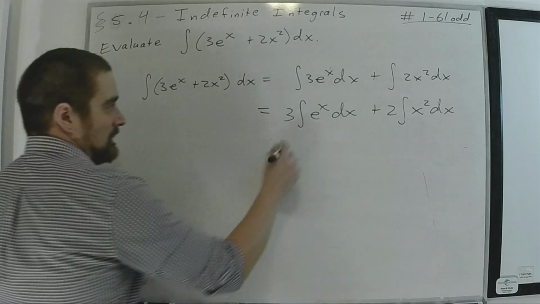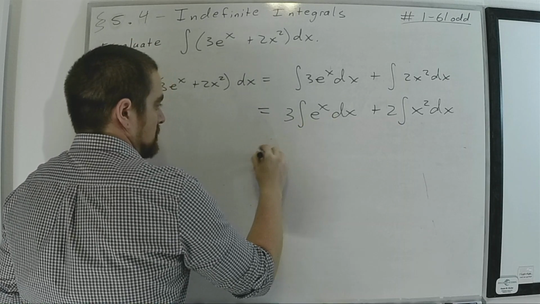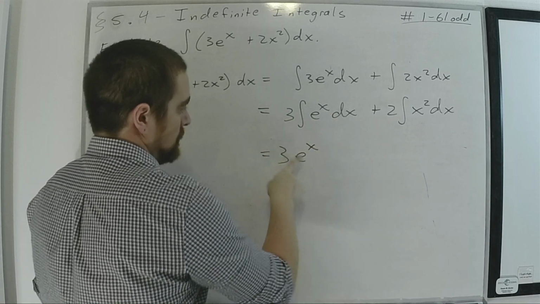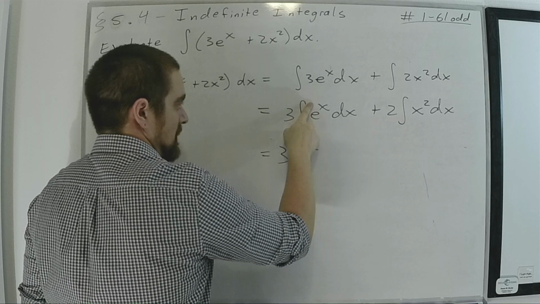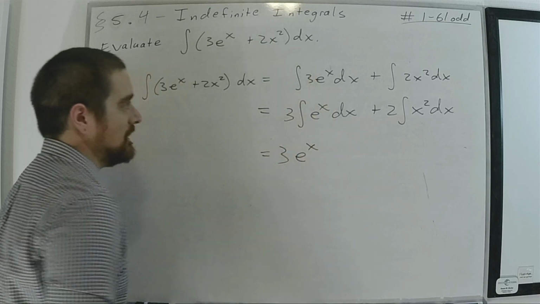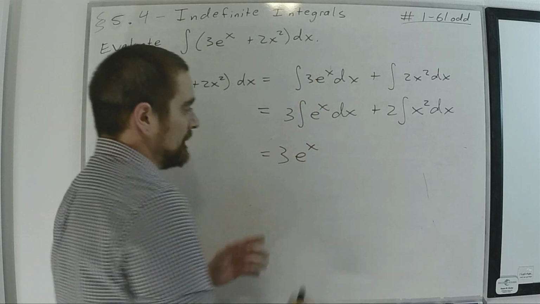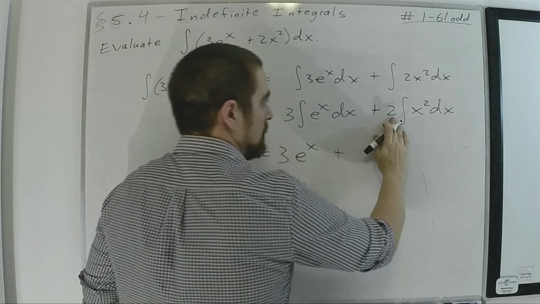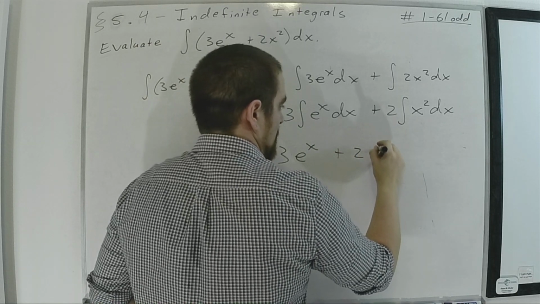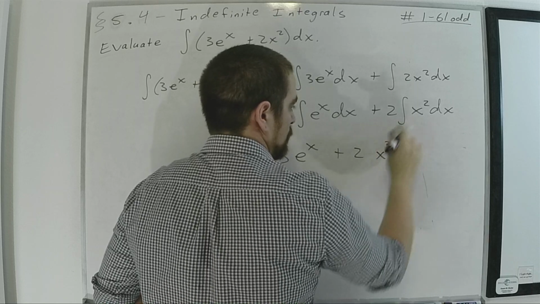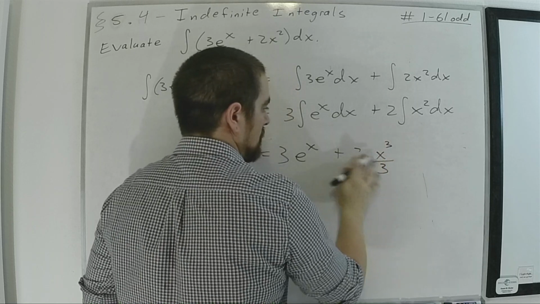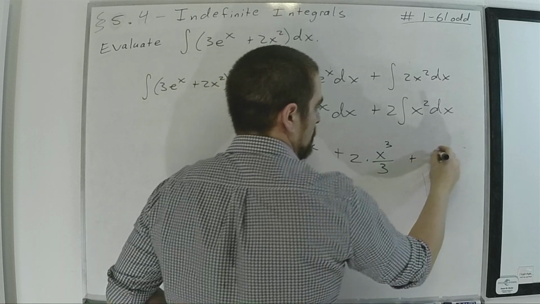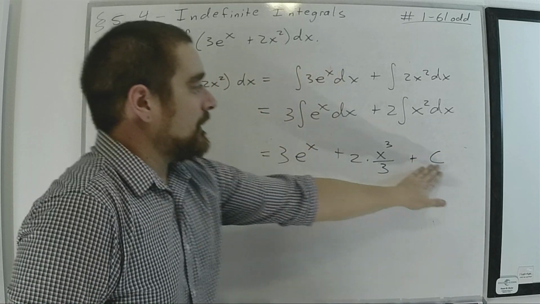So the question is, I'm really integrating this e to the x function, and then I'm just multiplying it by 3. Well, the derivative of e to the x is e to the x, so the antiderivative of e to the x is also e to the x. Now, I don't have to do a plus c here, plus 2 times the antiderivative of x squared, which is x cubed, but I have to make sure I divide by that new power 3. Now I'll put on the plus c.